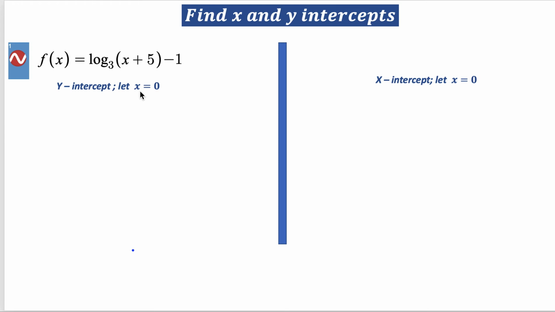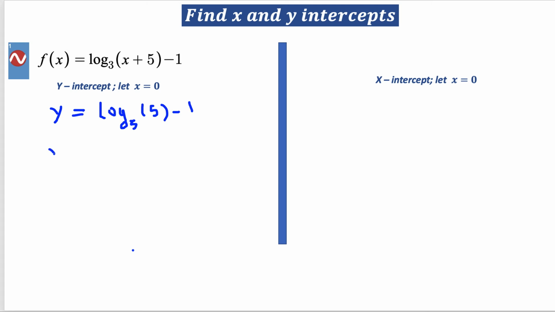To find the y-intercept, let x be equal to 0. Set x equal to 0. Instead of f of x, we will write y is equal to log base 3. Instead of x, I am writing 0. But 0 plus 5 is 5, so I'm not losing any more time here. I'm taking a little shortcut.